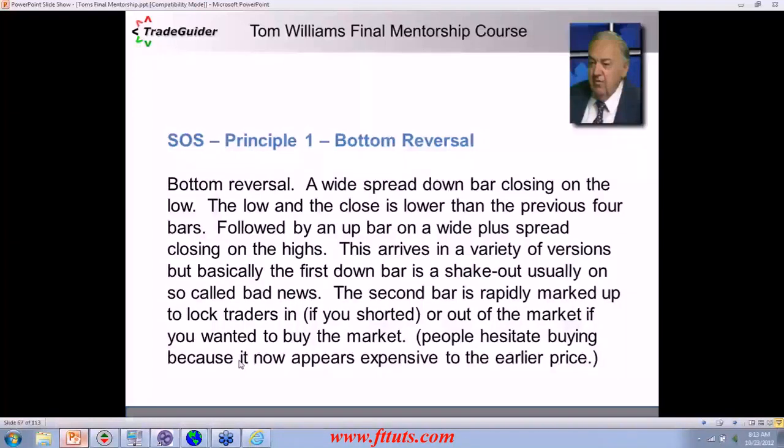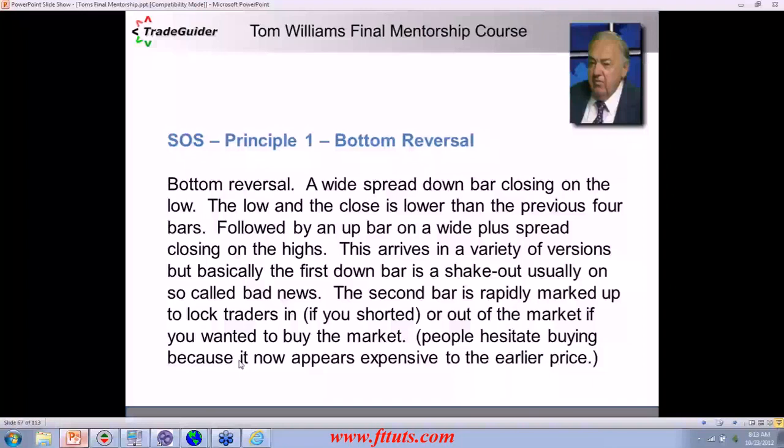All right, so a bottom reversal. This is one of the principles. It's the complete opposite of a top reversal. It's a wide spread down bar closing on the low. The low in the close is lower than the previous 4 bars, followed by an up bar on a wide plus spread closing on the highs. Now this arrives in a variety of versions. What I mean by that is they don't all look exactly the same, but the principle is the same.